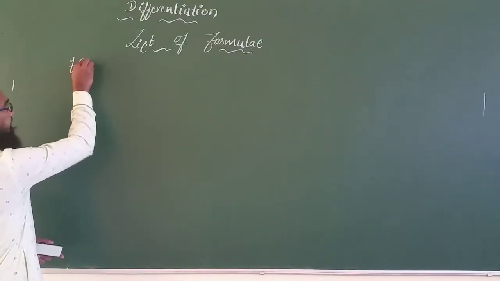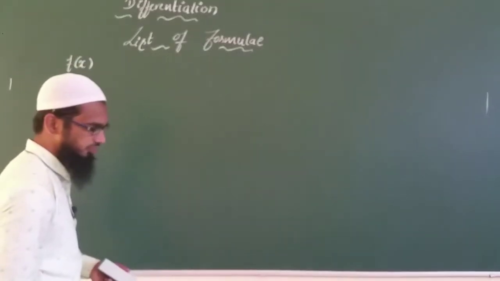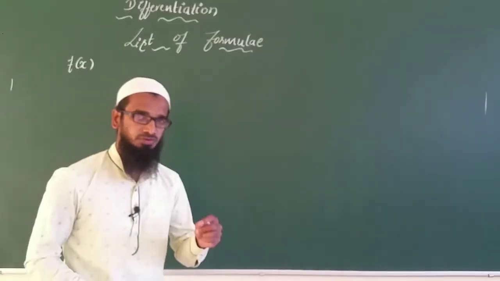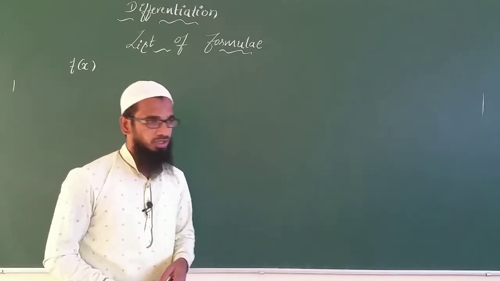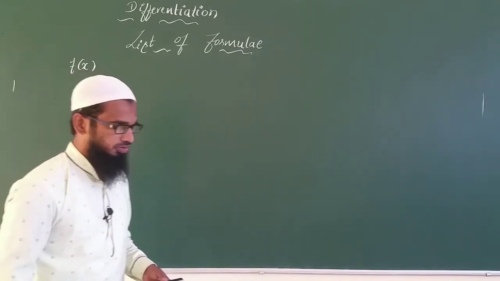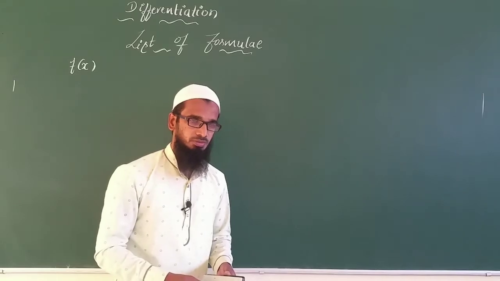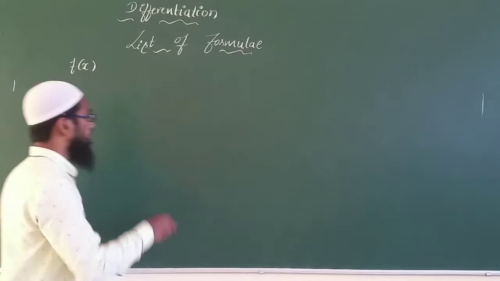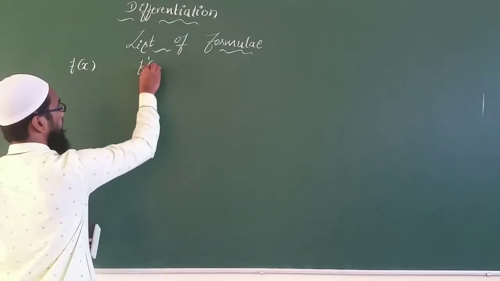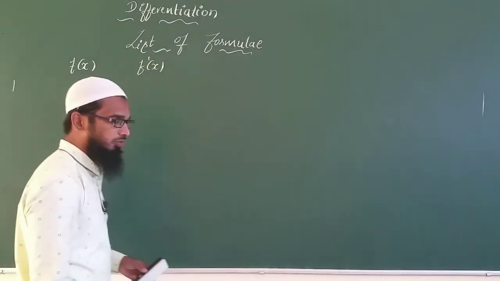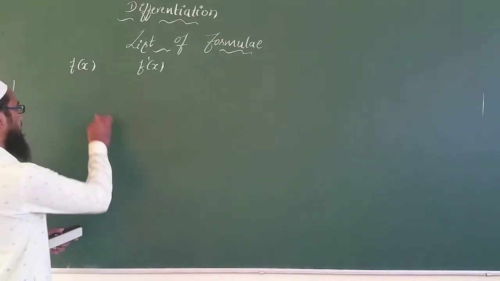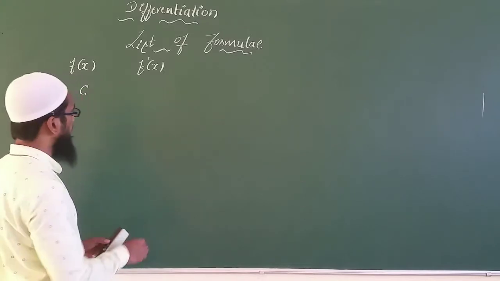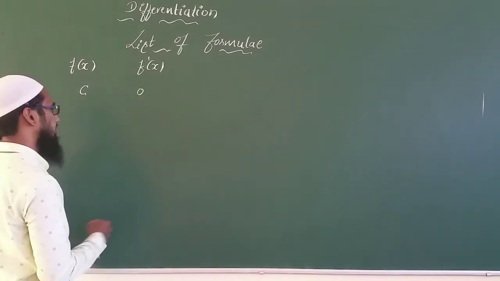We already know that once the function f of x is given, if I differentiate the given function with respect to x, I get f dash of x. That is the derivative of the given function. We have also studied that for a constant function, the derivative is 0.